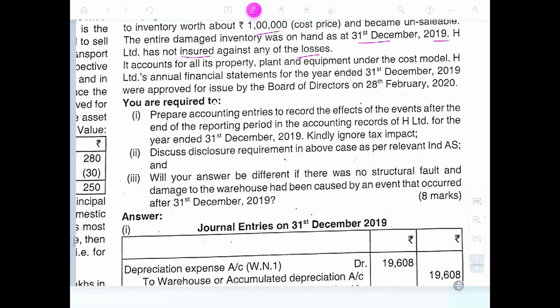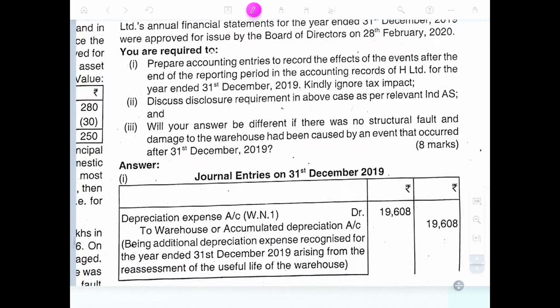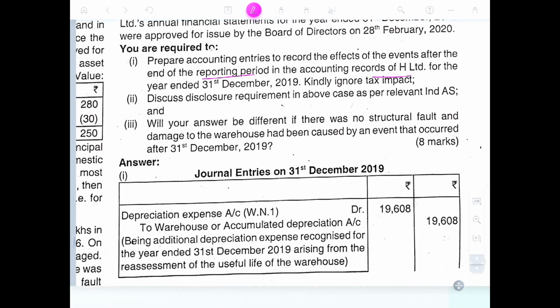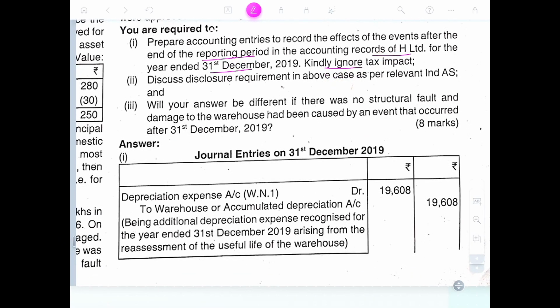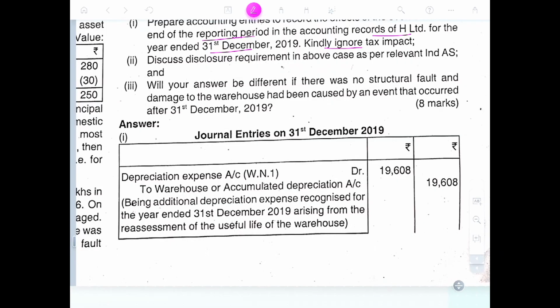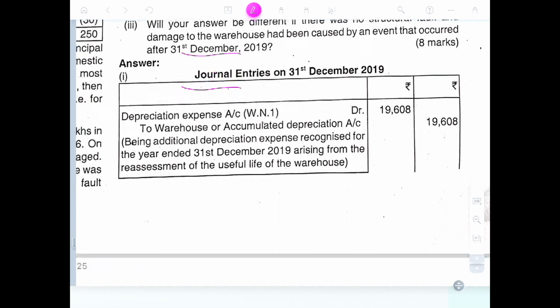You are required to prepare the accounting entries to record the effects of events after the end of the reporting period for Hatch for 31st December. Kindly ignore tax. Discuss the requirement of the above recommended days. Would your answer be different if there is no structural fault and damage to the warehouse, but the event had occurred after 31st December?